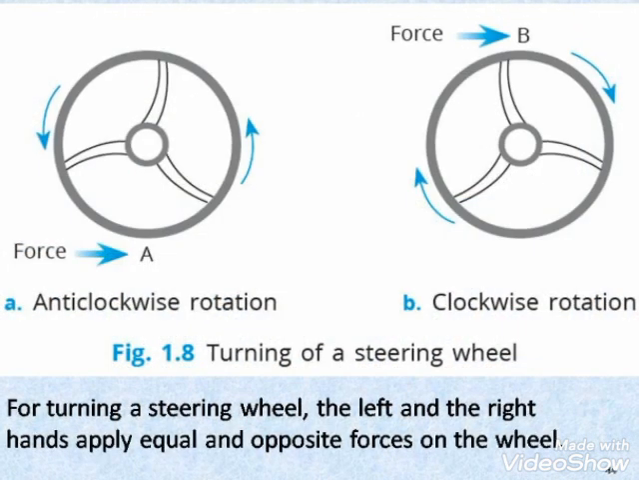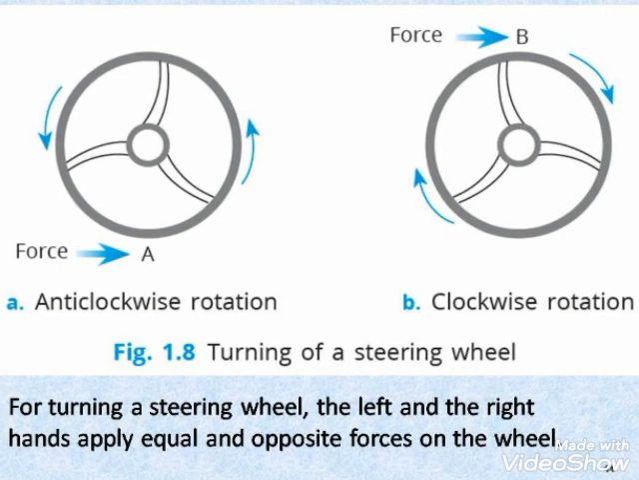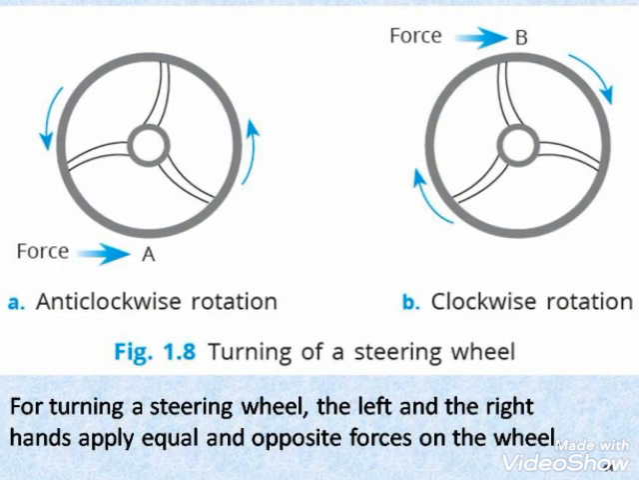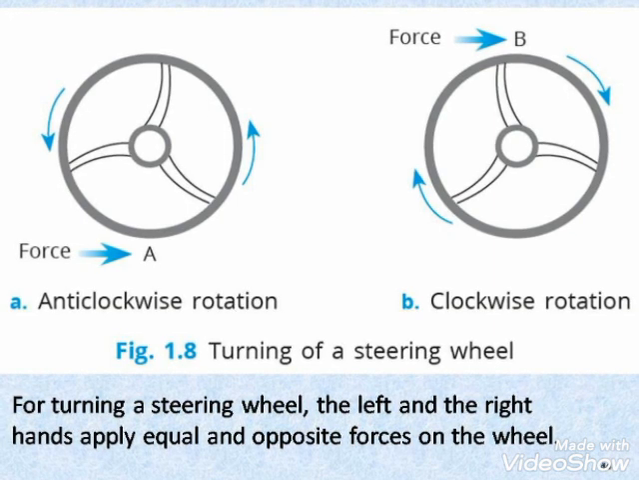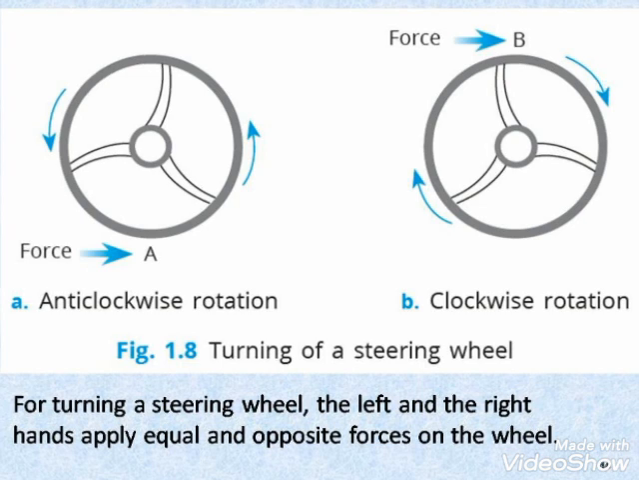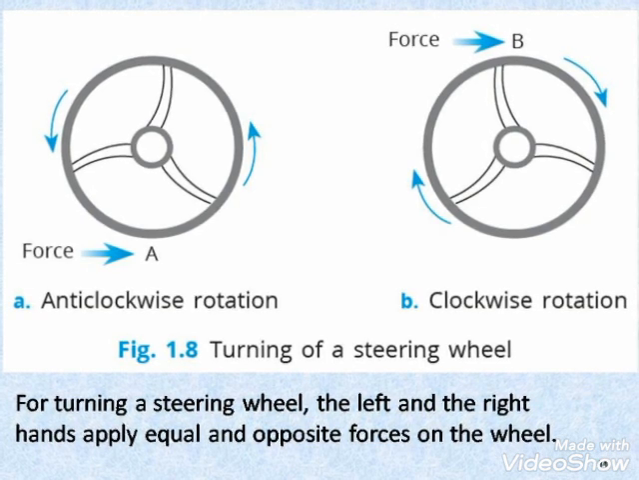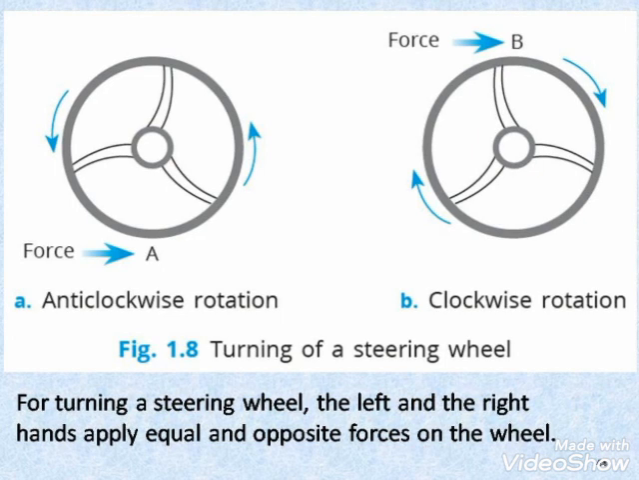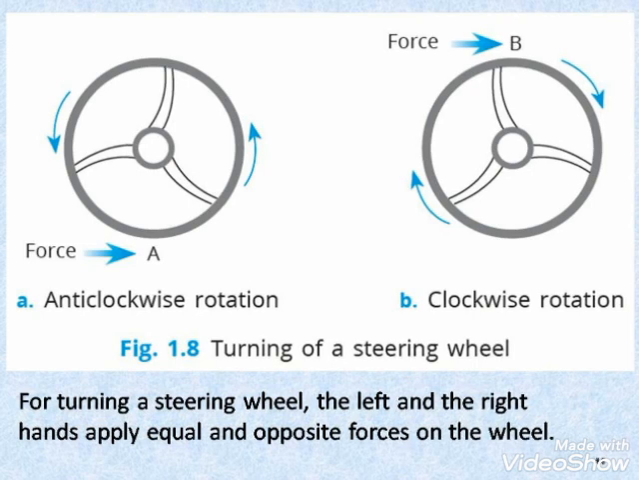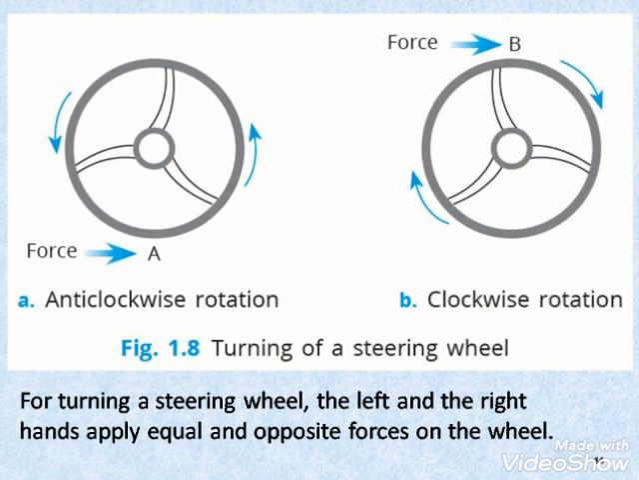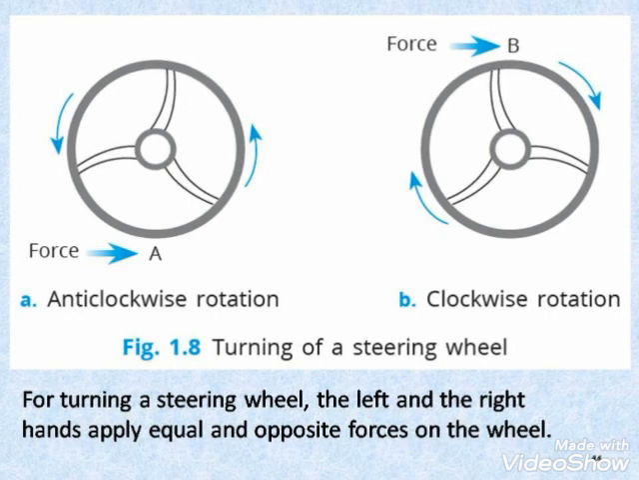Another example is the steering wheel. Those who have seen a driver driving, you must have observed that the force is applied at the edges of the steering wheel, that means at the corner of the steering wheel. As a result, the moment of force or torque produces a clockwise or an anti-clockwise rotation, and two equal and opposite forces are applied at the two ends. Now this is also an example of a couple.